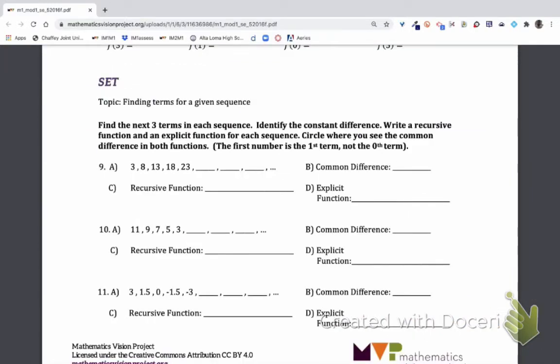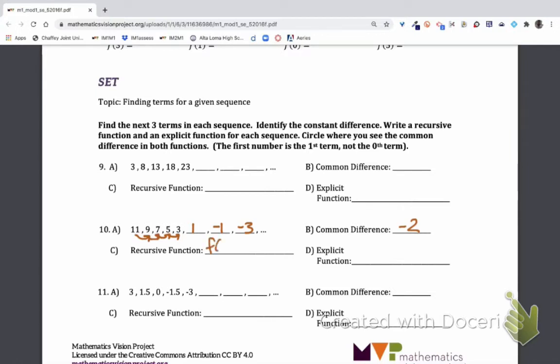For number 10, looking at this, first we need to finish the pattern. So I noticed that I'm going down in value each time, 11 to 9 to 7 to 5 to 3, got it. Okay, so I'm going to be subtracting 2, so I'd have 1, -1, -3. The common difference here is -2. We're subtracting 2 each time, which should help me with my recursive function.